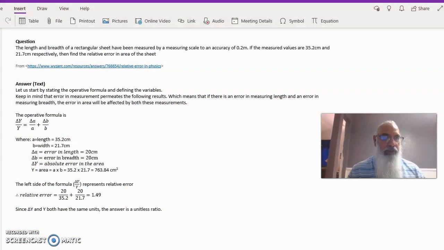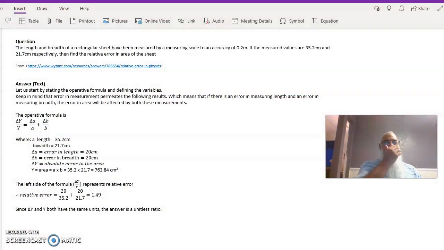Hi guys. Today we are going to try and solve a problem that was posted on the Wisent website, and it has to do with uncertainties. So let's go ahead and first of all look at the question, and then I have a few insights to share with you before we actually start solving the problem. But let's take a look at the question itself.